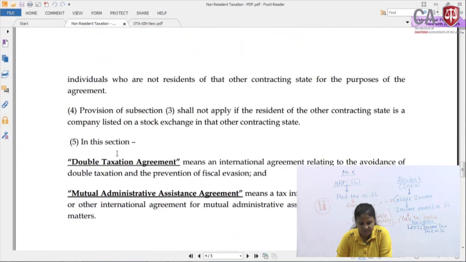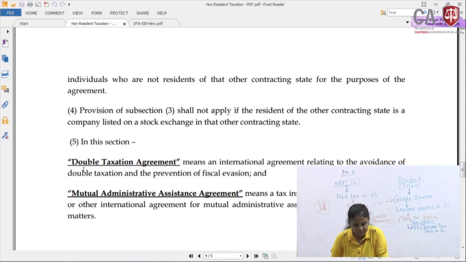For the purpose of section 75, these are the definitions. Double taxation agreement means an international agreement relating to the avoidance of double taxation and the prevention of fiscal evasion. Mutual administrative assistance agreement means a tax information exchange agreement or other international agreement for mutual administrative assistance in relation to tax matters. This is one way of sharing information between the two contracting states.